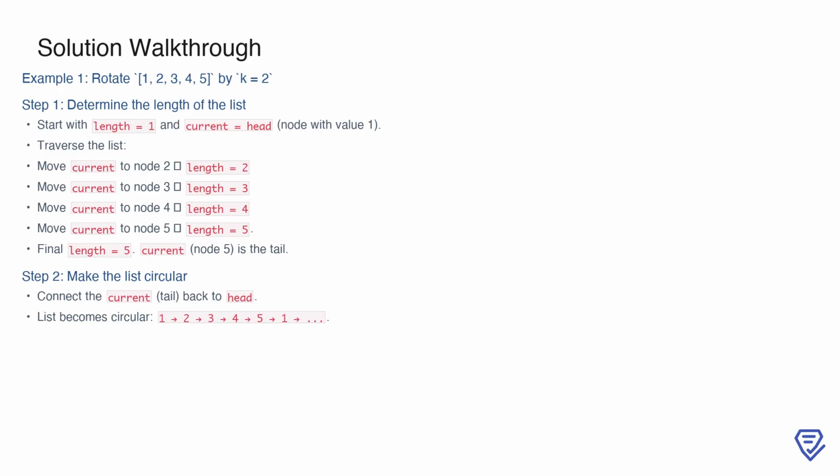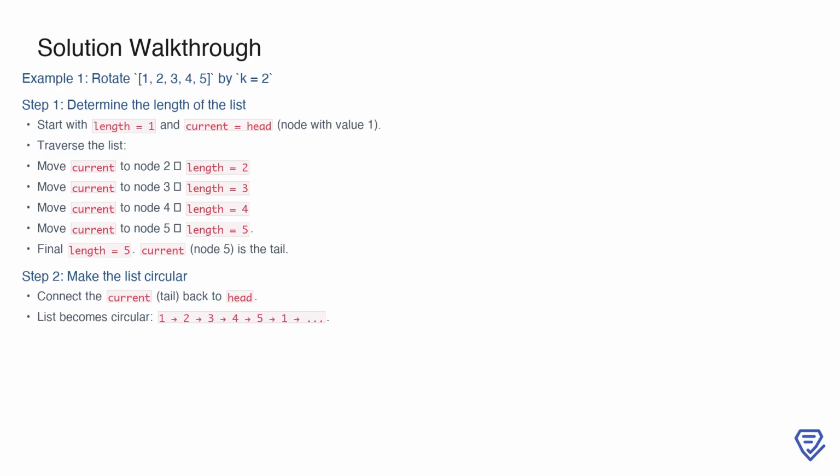To solve the problem of rotating a linked list, the first step is to determine the length of the list. We start by initializing length to 1 and setting current to the head, which is the node with the value 1. From there, we traverse the list node by node, incrementing the length each time we move to the next node. For instance, moving to node 2 sets the length to 2, then to node 3 makes it 3, and so on. By the time we reach node 5, the length becomes 5, and current is at the tail of the list, which is also node 5.